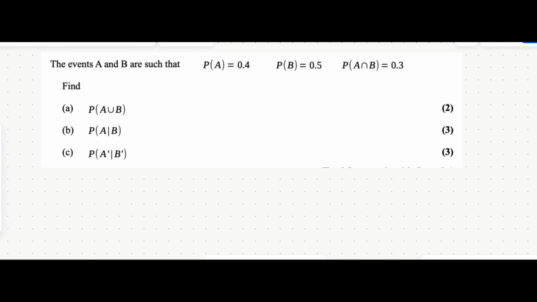In this video, we're going to have a look at how probability equations and Venn diagrams can be combined into an exam question. So for this first part of the question, it gives you probability of A, B, and A intersect B, and it tells you to find the probability of A union B.